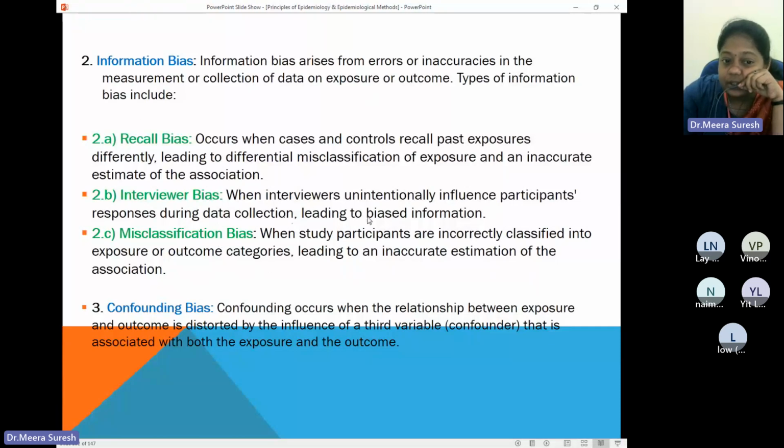Then misclassification, that's a mistake from our part, where we put the classification wrongly, like exposure and outcome. If you made a mistake with that, it can also lead to an error. So that is regarding bias or the error that happens with the information. Then there is confounding bias. Confounding bias means there is a third factor which is affecting, and that we'll see in a coming slide.